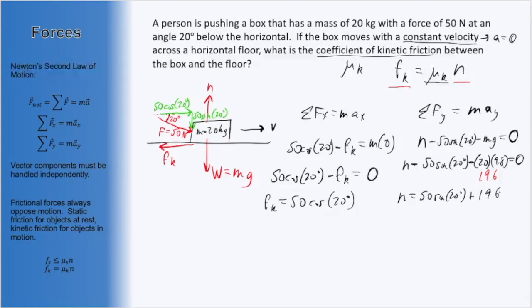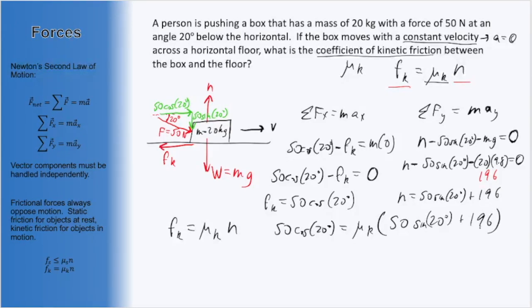We can now calculate both the normal force and frictional force, which means those can now be plugged in to solve for our coefficient of friction. So again, that equation says force of kinetic friction equals the coefficient which we're looking for times normal force. So plugging things into that will give us 50 cosine of 20 degrees has to equal that kinetic coefficient multiplied by the normal force, which is 50 sine 20 degrees plus 196.